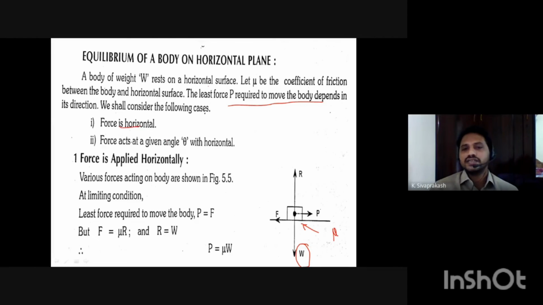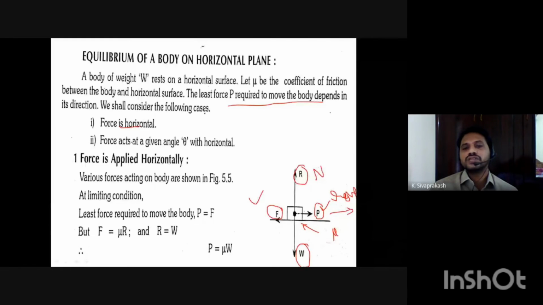See here, the P is the least force, or the minimum force, which is required to move the body in its direction. Which direction is it? Right side. At the same time, when the force is applied to the right, the frictional force is developed in the opposite direction. And R means the normal reaction force.